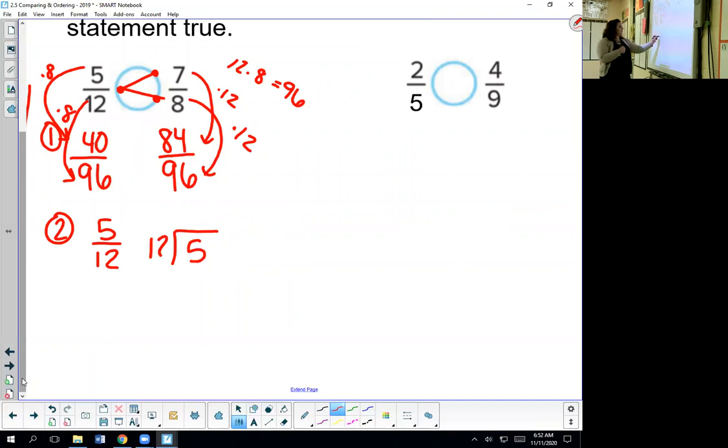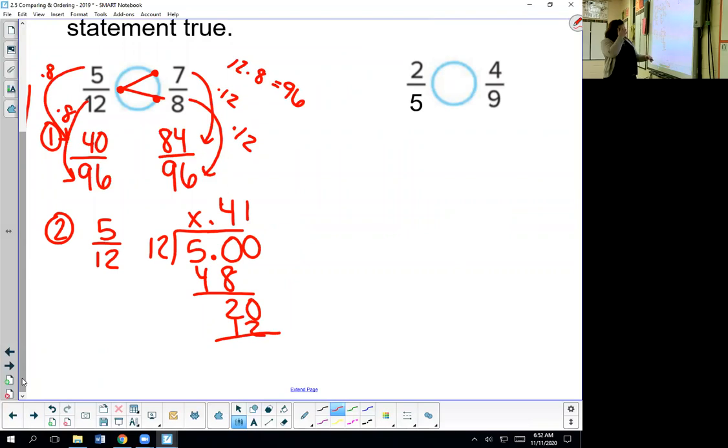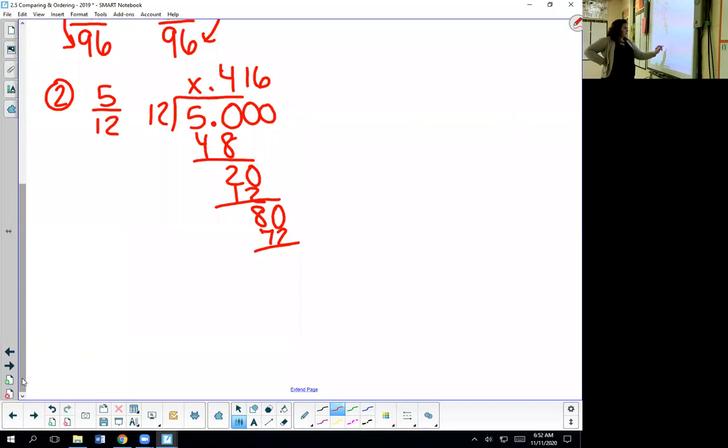So you put 5 here, 12 out here, it doesn't work, add a decimal, raise it up, add a 0. And that would be 4, which is 48. 2 left over, add a 0, bring it down. And that would be 1, which is 12. And then we would have 8 left over, add a 0, bring it down. And then that would be 7? No, 6. 6, which is 72. And then I have an 8 again. So then this would be 80. And then this would keep on going with 6. So how do I write that? That would be 0.416, but only the 6 is repeating.